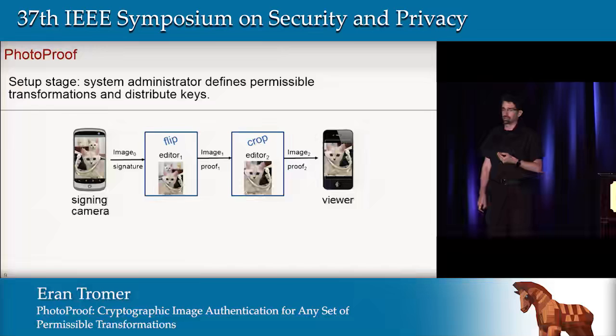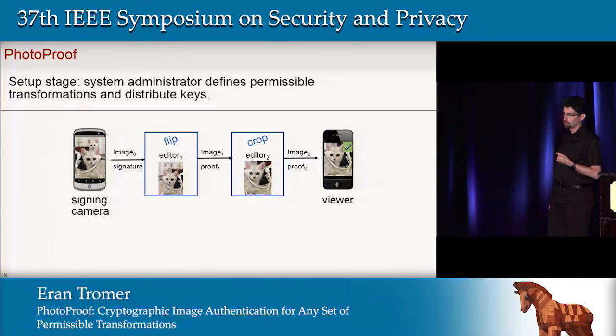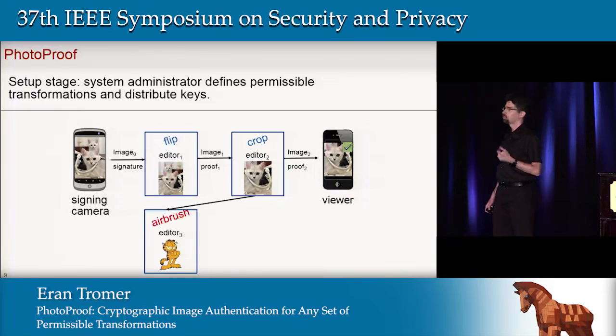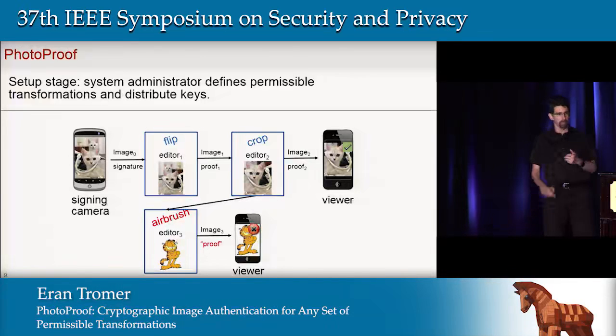And any user along this chain can run a verification algorithm on the image and the proof, attesting that it is indeed the result of a sequence of permissible transformations. That is the completeness property. The soundness property is intuitively that if anything else happens, for example, someone tries to airbrush an image, then they will never be able to construct a convincing proof. Any attempt to create a proof and send it to a verifier will result in the verifier recognizing the image as not authentic. So this is what we would like to construct.